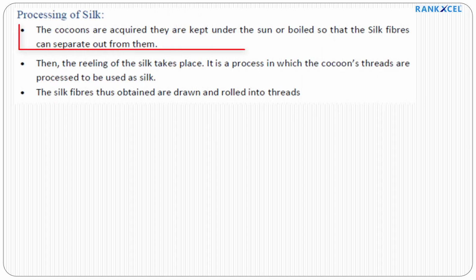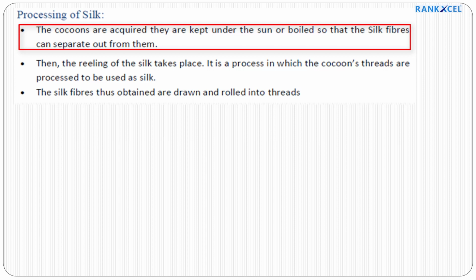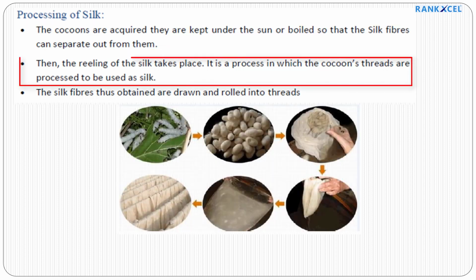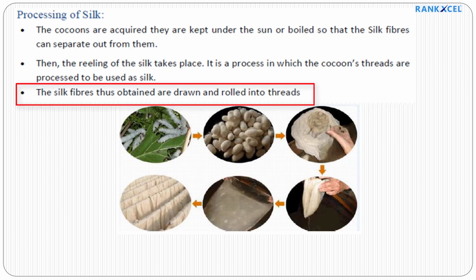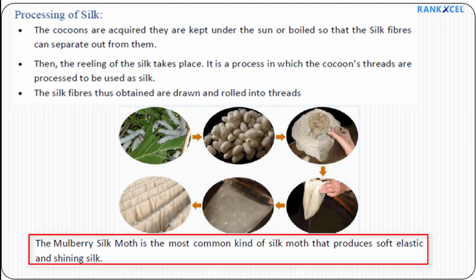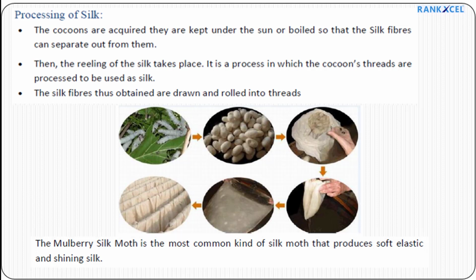Processing of silk. The cocoons are acquired. They are kept under the sun or boiled so that the silk fibers can separate out from them. Then, the reeling of the silk takes place. It is a process in which the cocoon's threads are processed to be used as silk. The silk fibers thus obtained are drawn and rolled into threads. The mulberry silk moth is the most common kind of silk moth that produces soft, elastic and shining silk.